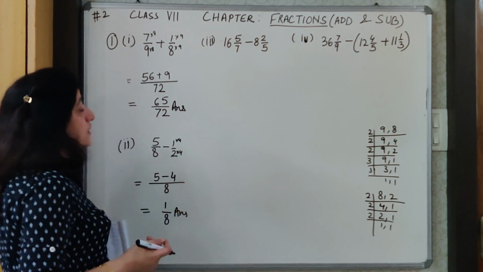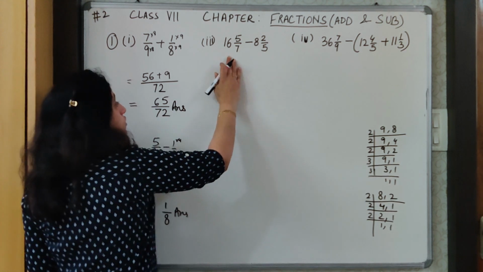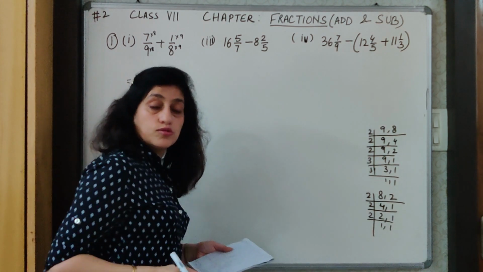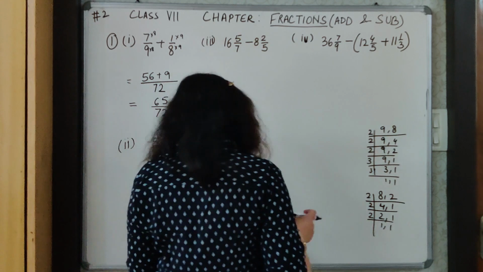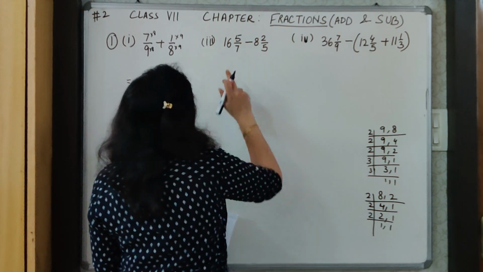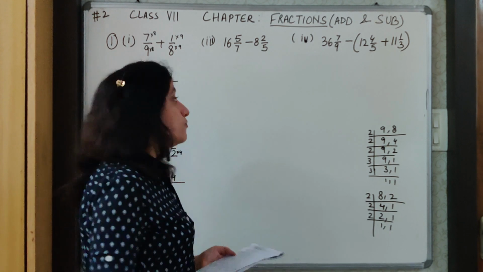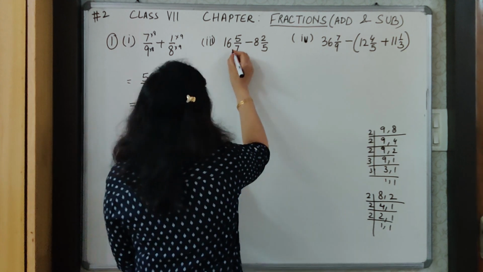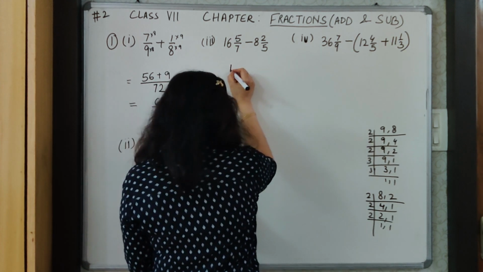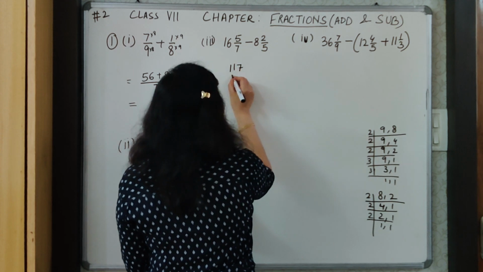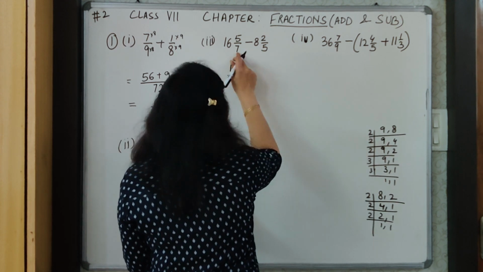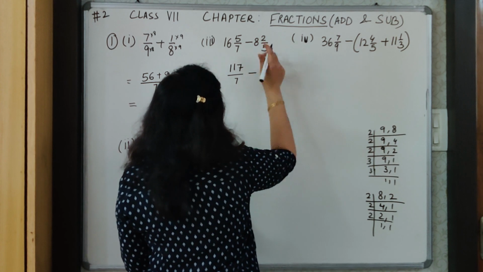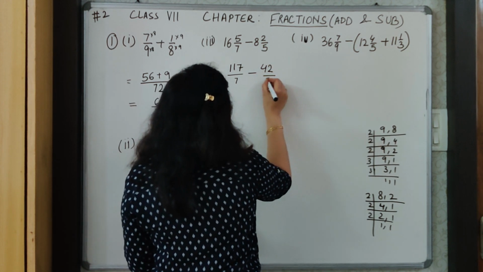Now we are moving on to a slightly complex question. This has got two mixed fractions which have to be subtracted. So let's begin. You know how to convert mixed fraction to improper fraction. So we have 16 whole 5 upon 7 minus 8 whole 2 upon 5. Converting this to improper fraction gives me 16 into 7 plus 5 gives me 117 upon 7. This is 112. 112 plus 5, 117 minus 8 5s are 40 plus 2, 42 upon 5.